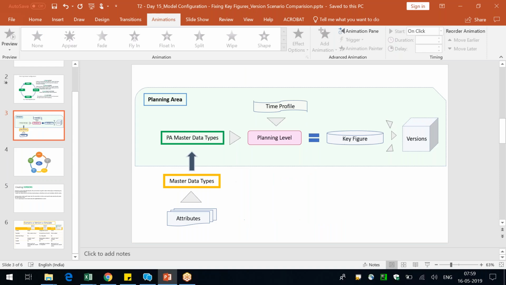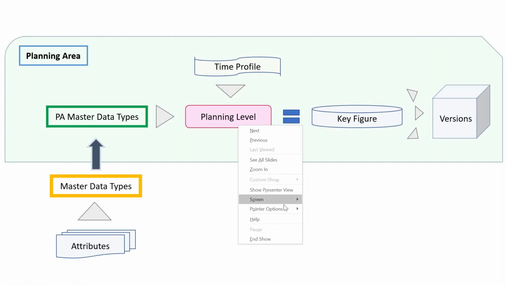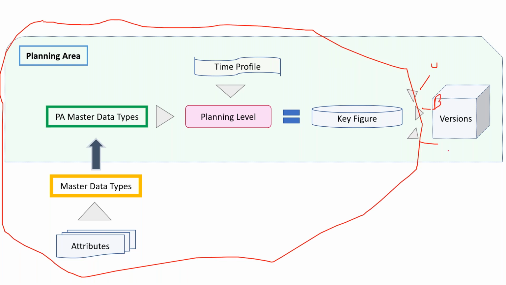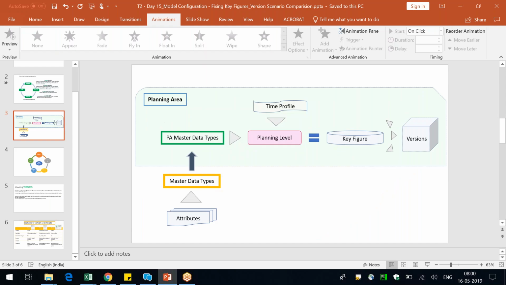So if you remember this diagram here, this is our entire modeling. Now this model can have three different versions. This is upside version, this is base version, and this is downside version. So we can mark this, but for the key figures, we need to go key figure by key figure, and specify whether that key figure is a version specific key figure or not. Why should we do that?